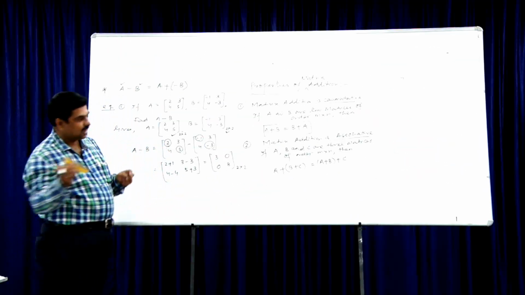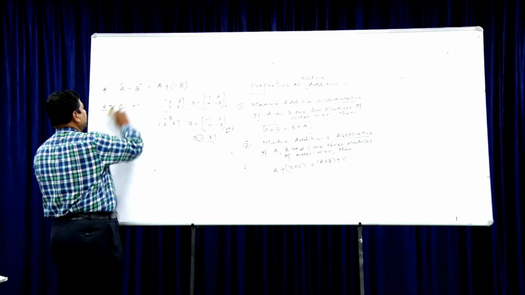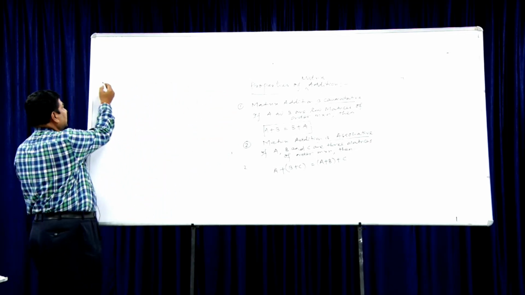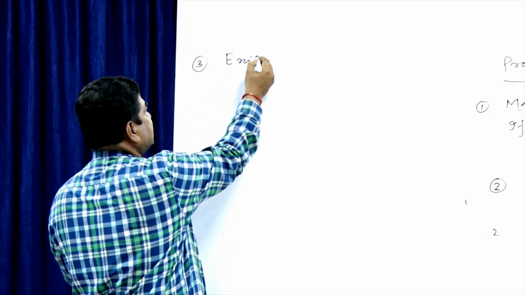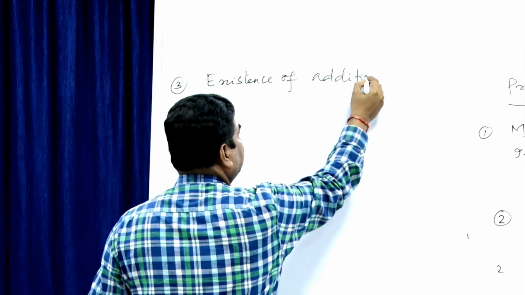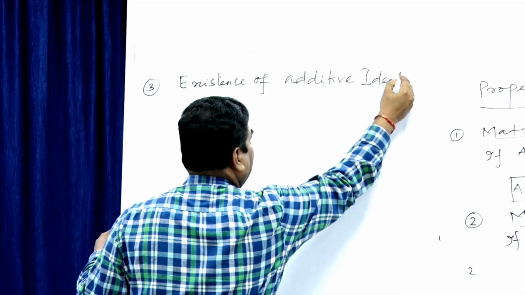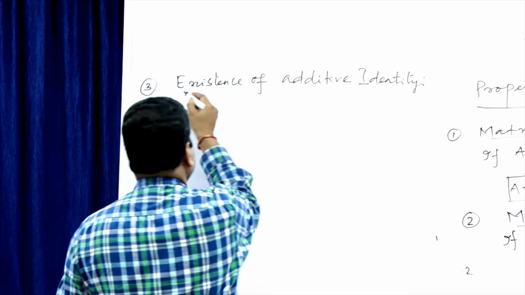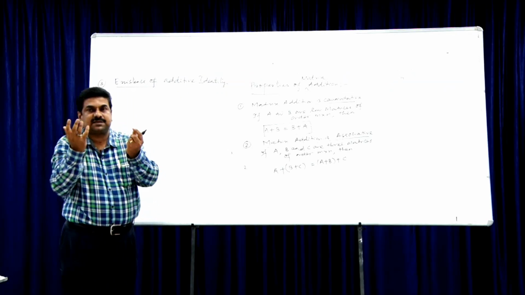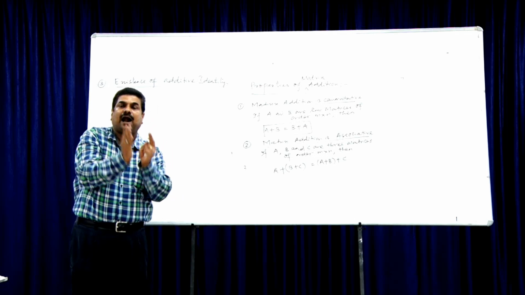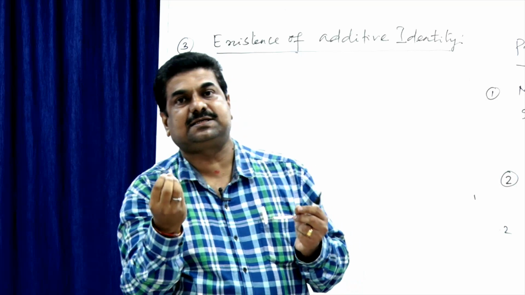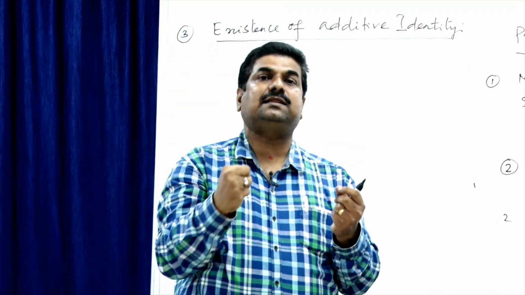Next property is existence of additive identity, dear. Third one is existence of additive identity. That means if you consider a matrix A which is added with a null matrix, then automatically A plus null matrix is equal to A. That means again that matrix comes.